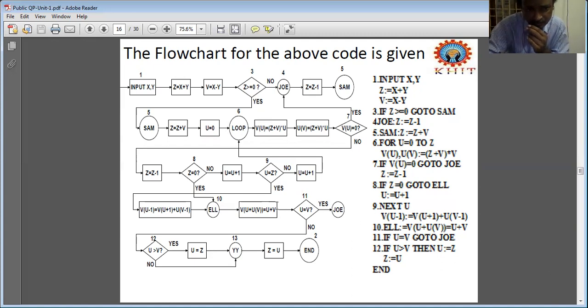Otherwise, if the condition is false, then it comes to the next statement. After that it goes to L, where L means v equal to u plus v. Then next, if u equal to v, go to Jai. Then no condition: if u greater than v, yes, then u equal to z; no, then z equal to u. It comes to the end.